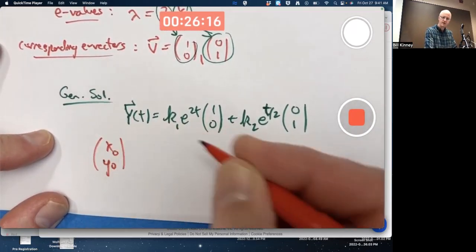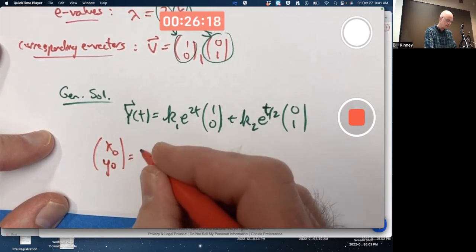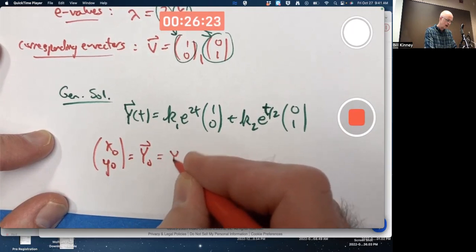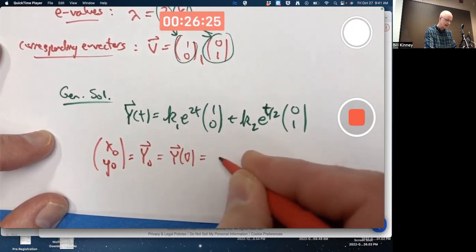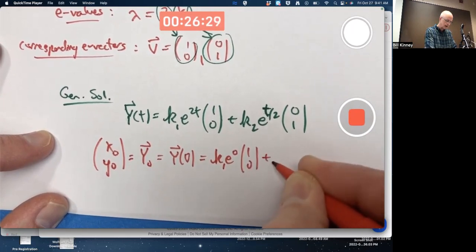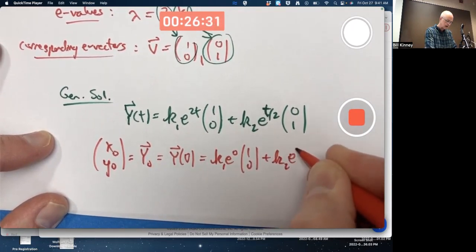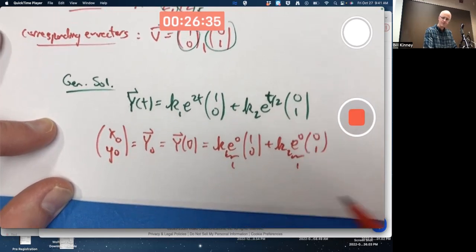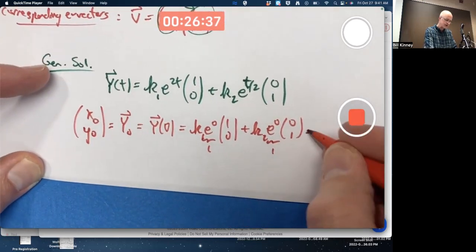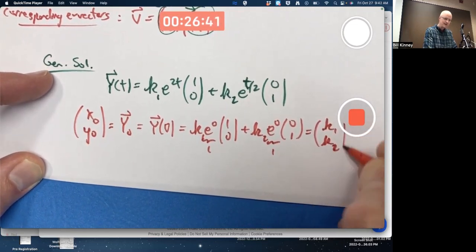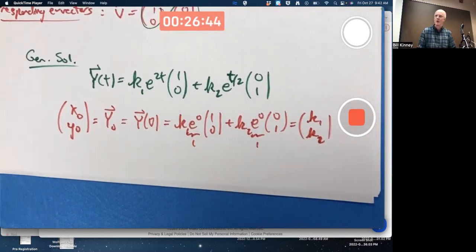The vector whose components are little x naught, y naught, which is the vector capital Y naught, is y of 0. E to the 0 is 1. That's a 1. This is a 1. My system of equations to solve for K1 and K2 is very simple. K1 equals x naught, K2 equals y naught. We already knew the answer.